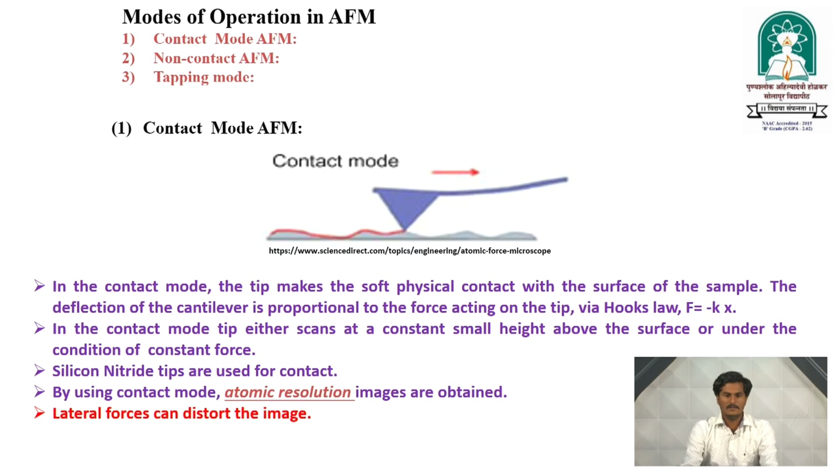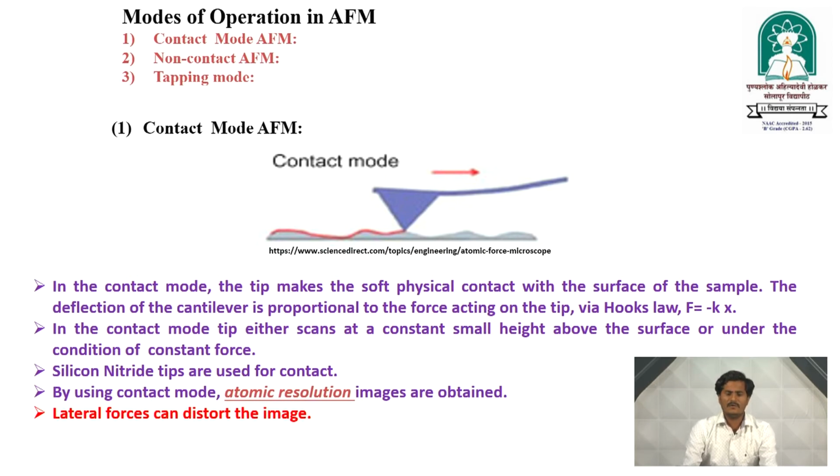Next is the modes of operation in atomic force microscopy. In atomic force microscopy there are three modes of operation: contact mode AFM, non-contact mode AFM, and tapping mode AFM, or we can say the semi-contact mode AFM. Let us discuss one by one. First we discuss the contact mode AFM.